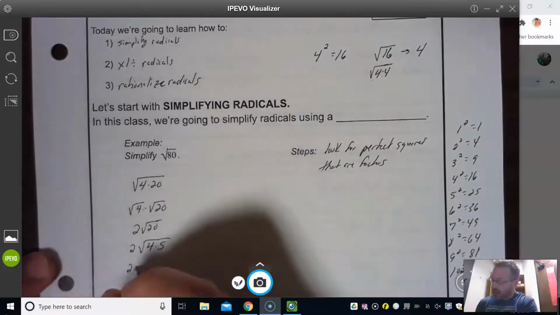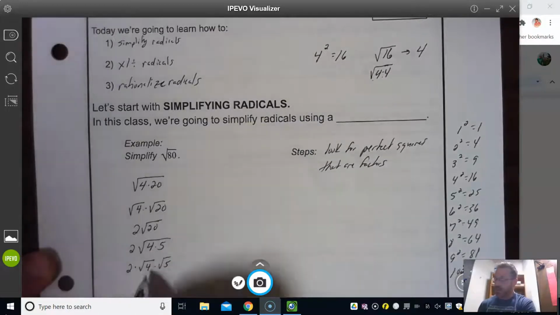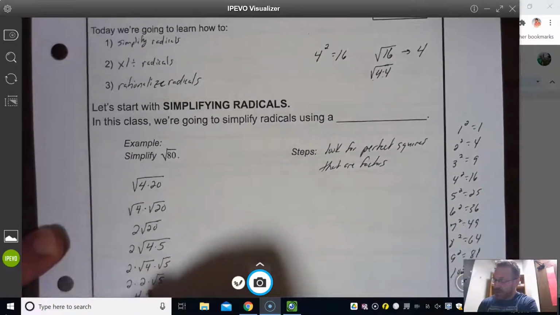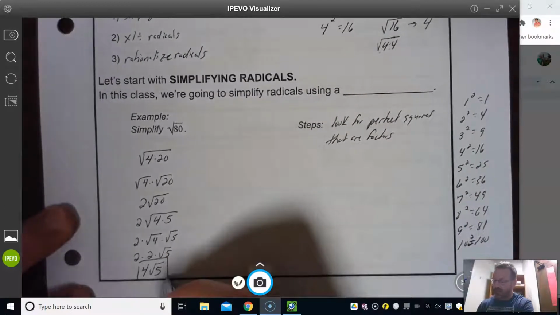So once again, I can look at this as 2 times the square root of 4 times the square root of 5. And then the square root of 4 is 2 again, so I end up with 2 times root 5. And notice that gives me 4 times root 5. And that would be my final answer.